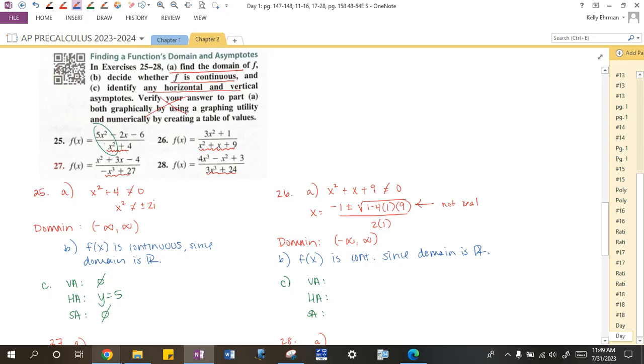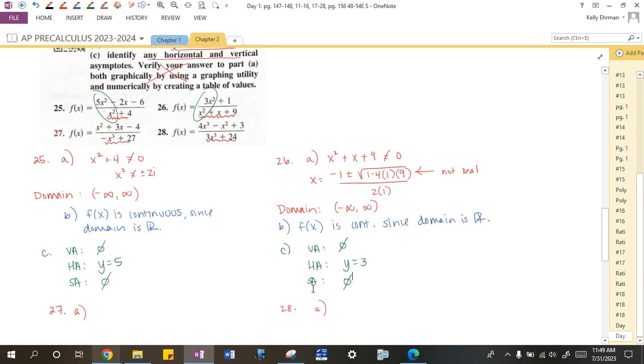If the domain is all real numbers, again, there is no vertical asymptote. We do have a horizontal asymptote. This is a tie again, so y equals 3. And no slant asymptote because it's not top-heavy, and you can't have both a horizontal and a slant asymptote. Those two things guide the end behavior of the rational function, so you can't have both.